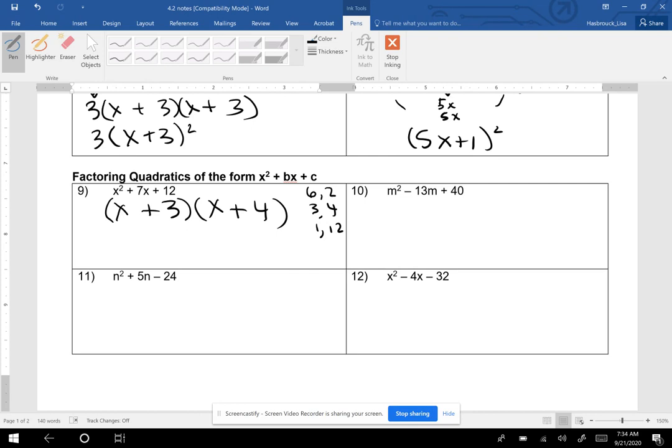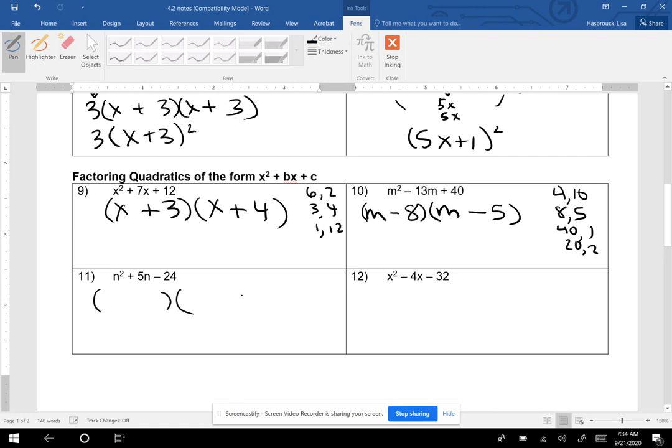For number 10, I'm going to follow the same process, 2 sets of parentheses. M squared is M times M. For 40, my options are 4 and 10, 8 and 5, 40 and 1, 20 and 2. Looking at these options, I believe we could get 13 if we use 8 and 5. Now for it to be a negative 13, these both need to be negative. That will also give us the positive 40 because negative 8 times negative 5 is a positive.